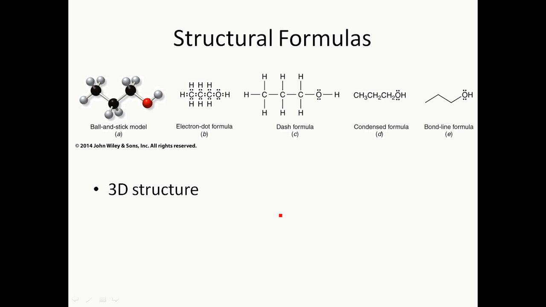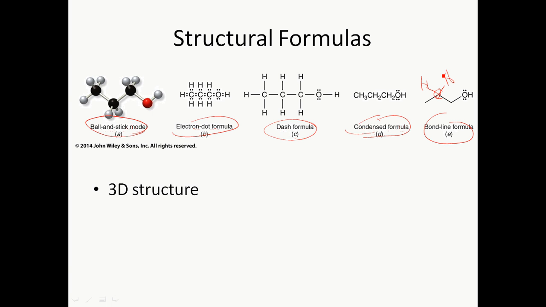When we're talking about how to represent molecules using structural formulas, you can see we have the ball and stick model, electron dot formula, dash formula, condensed formula, and then the bond line formula. You'll probably see the bond line used often, but with all these structural formulas, you have to know if there are any implications on what they mean. For example, on the bond line formula, this carbon here, this peak, means a carbon with 2 hydrogens.